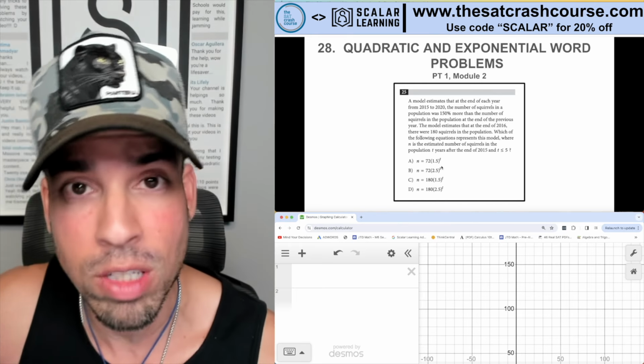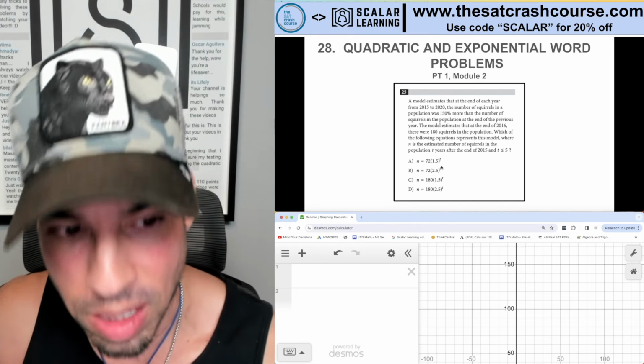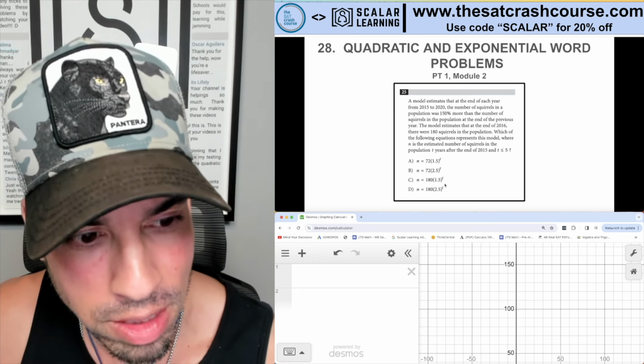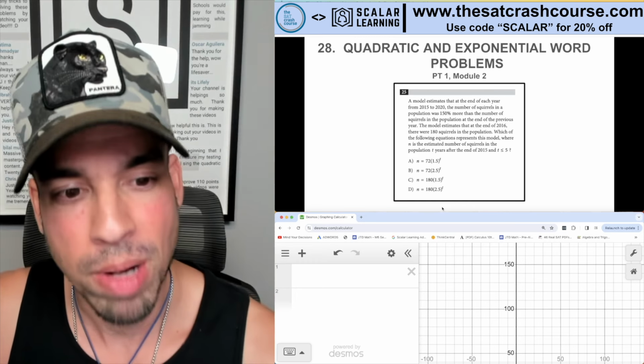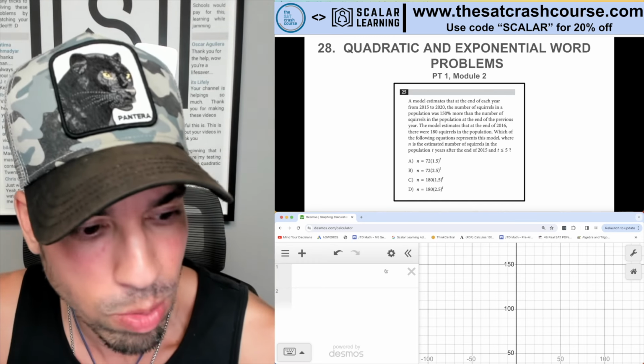Meaning, and I'm just telling you this, but you don't have to do this if you're going to use Desmos, that means that actually A and C are out. It's going to be B or D. But how do we verify this, or how do we use Desmos to flesh this out?